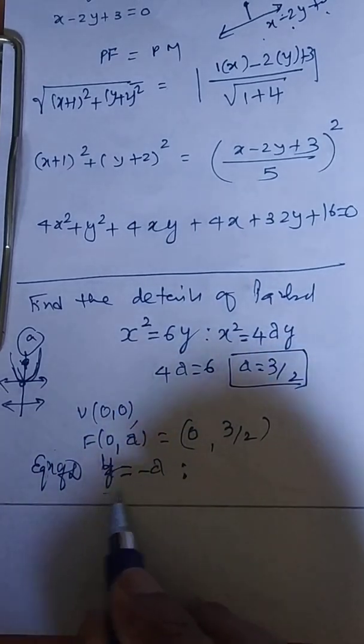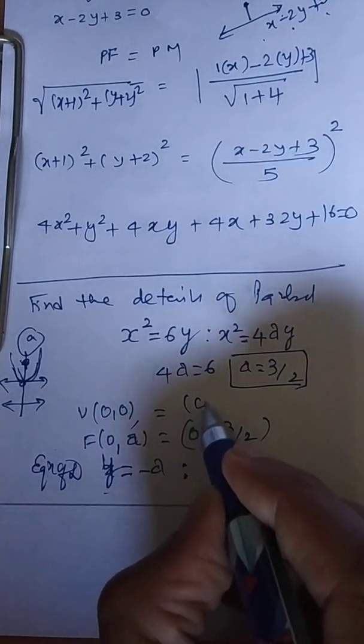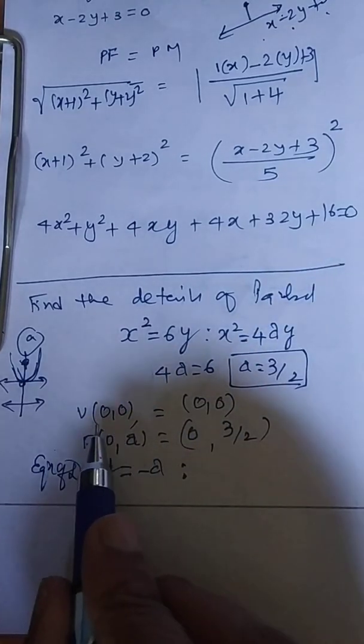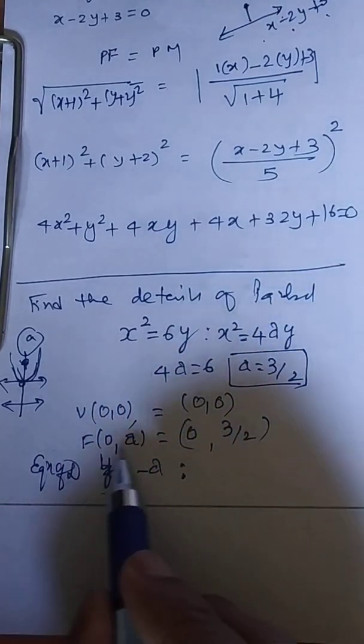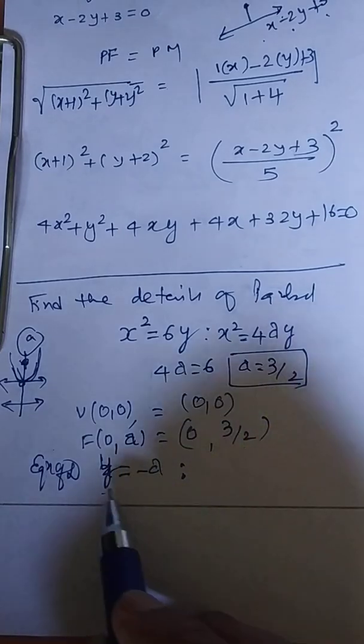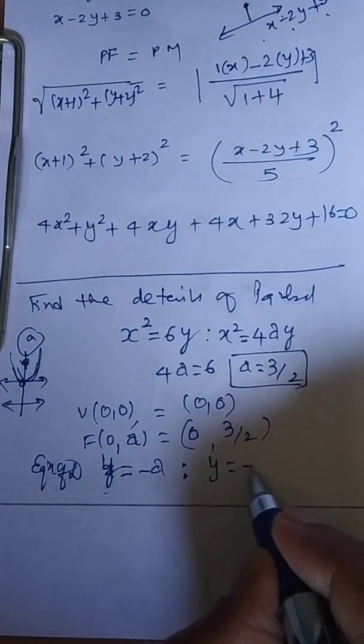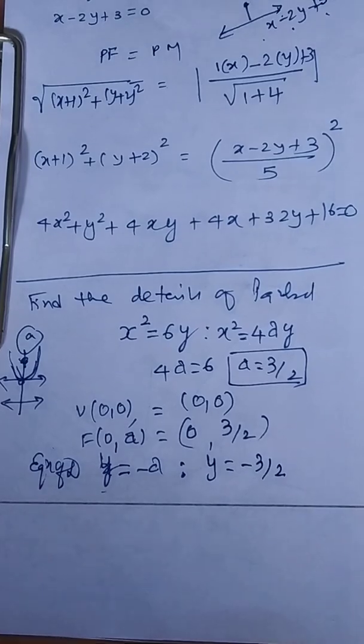Therefore, this is about the standard parabola. I should write like this also. Look here. This is the final answer. This is about the standard parabola: y will be equal to minus a, so y will be equal to minus 3 by 2.